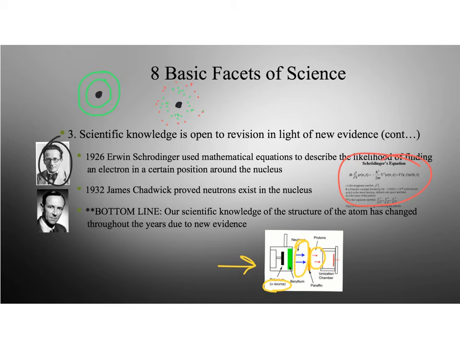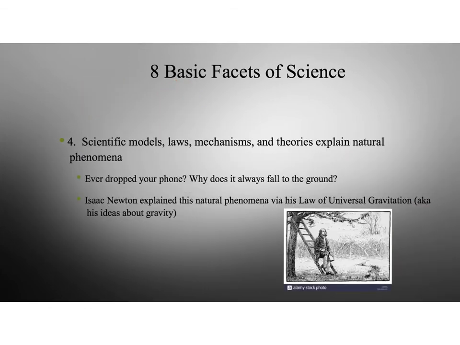They were not attracted to positive or negative types of electric fields. Okay, so neutrons. So bottom line, our scientific knowledge of the structure of the atom has changed throughout the years due to new evidence. So that's our third facet: scientific knowledge is open to revision in light of new evidence. All right, the fourth facet of science is that scientific models, laws, mechanisms, and theories explain natural phenomena.